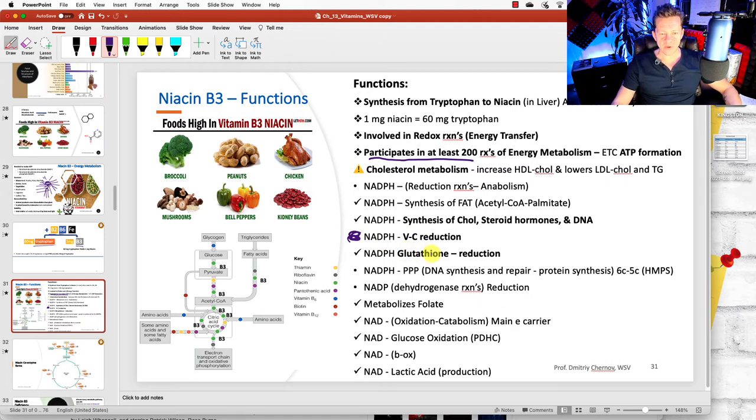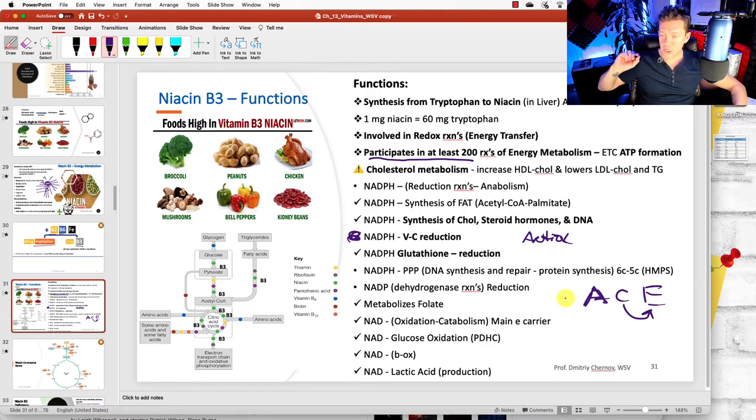we need niacin for vitamin C reduction. Why is it important? Because vitamin C is an antioxidant. Let's say you have vitamin A, vitamin C, and vitamin E. Vitamin C reduces vitamin E, right? Then when vitamin C reduces vitamin E, somebody else needs to reduce vitamin C, because vitamin C just lost its electron, it just gave this electron to vitamin E. So guess what, vitamin B3 will reduce it, meaning it will donate its own electron, because vitamin C was good enough to give its own electron to vitamin E.